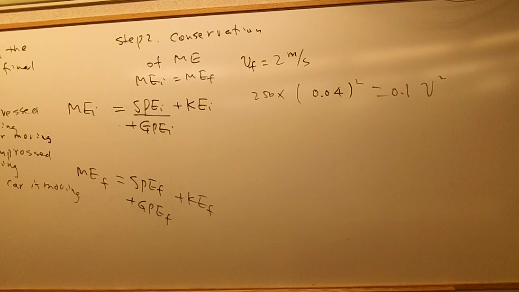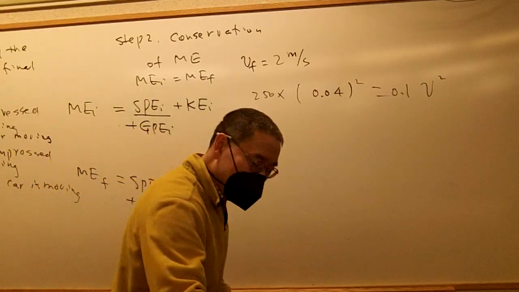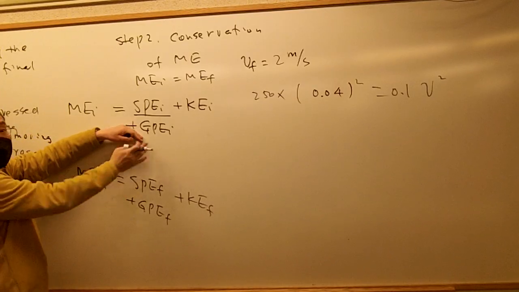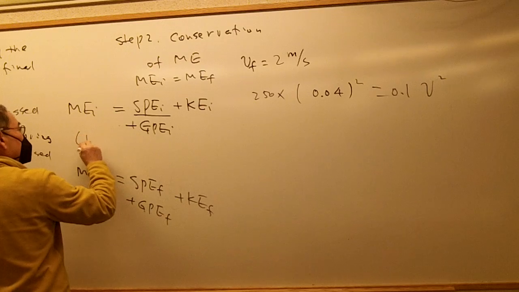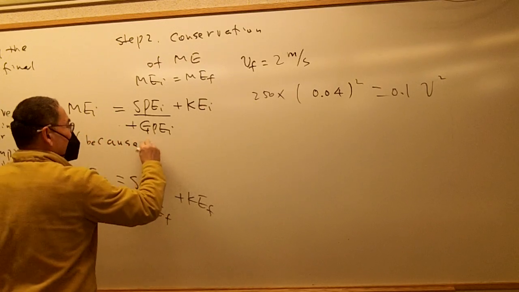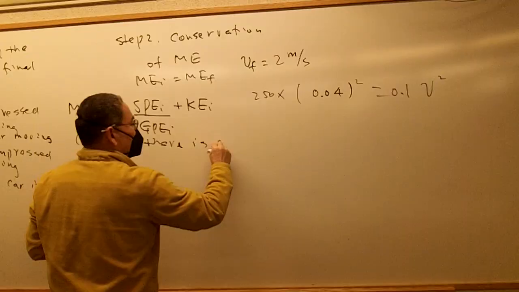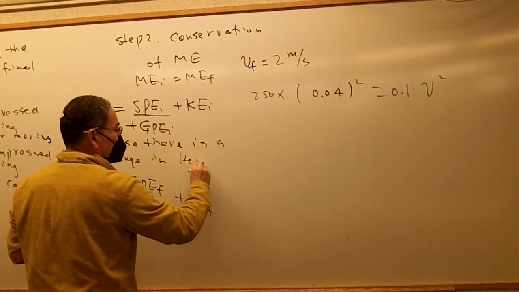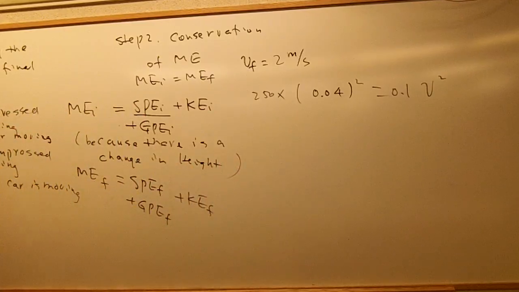Yes, question. One particular question is how do we end up using gravity potential energy in this equation? Great question. I'm going to write the answer on the board directly. The reason why we immediately inject that is because there is a change in height. There's a change in height. Go ahead.